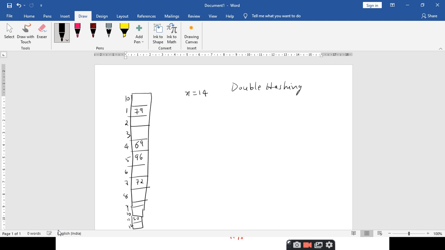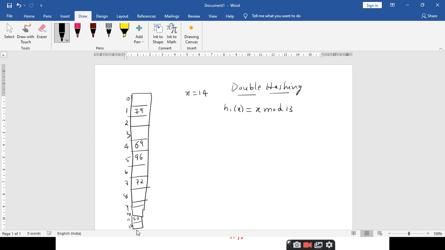Right, now we will see how we are going to implement this double hashing. For double hashing, as you said, it is a hashing mechanism where you have to use two hash functions. So let us take the first hash function as h1 of x is equal to x mod 13. So this 13 is nothing but the table size I have taken.